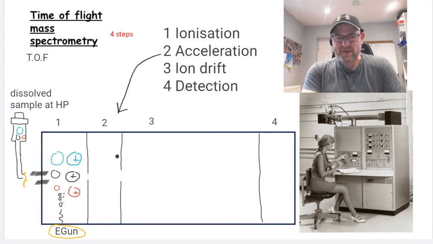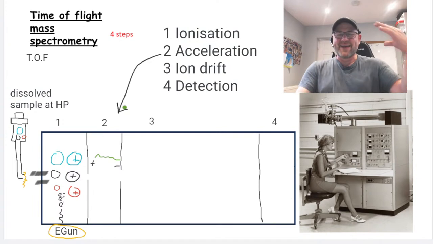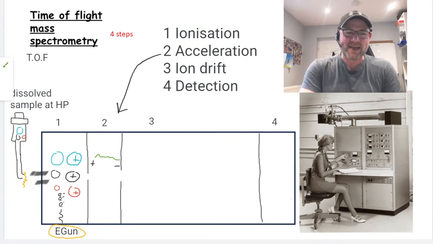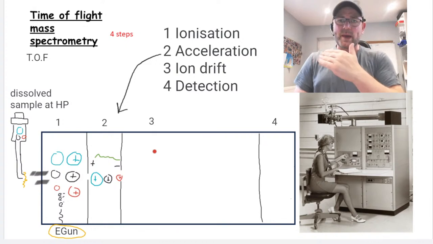Now we have an electric field. Okay, lots of pluses and minuses going on. There's basically an electric field going on in here, right? You get the idea. The ions are going to get accelerated through the electric field, okay? They're attracted to the negative end of the electric field and they become accelerated. This is the crustiest drawing in the history of time of flight drawings, but there we go. Now, the smaller the particle, my red one is supposed to be smaller, the smaller the particle, the more it will be accelerated.